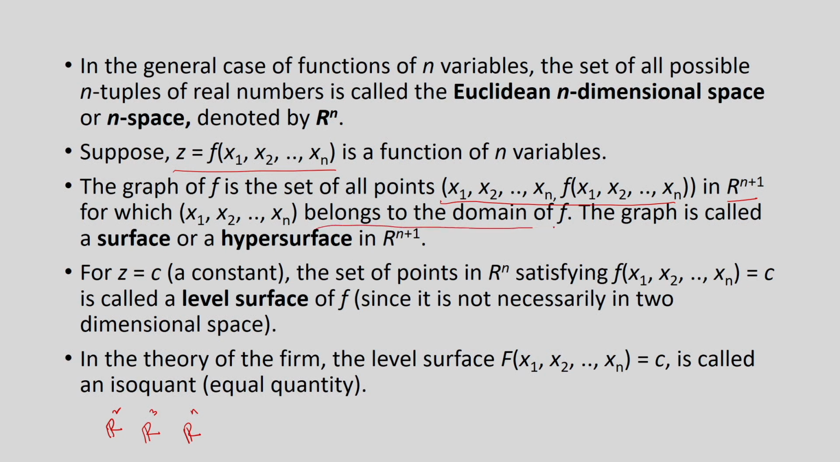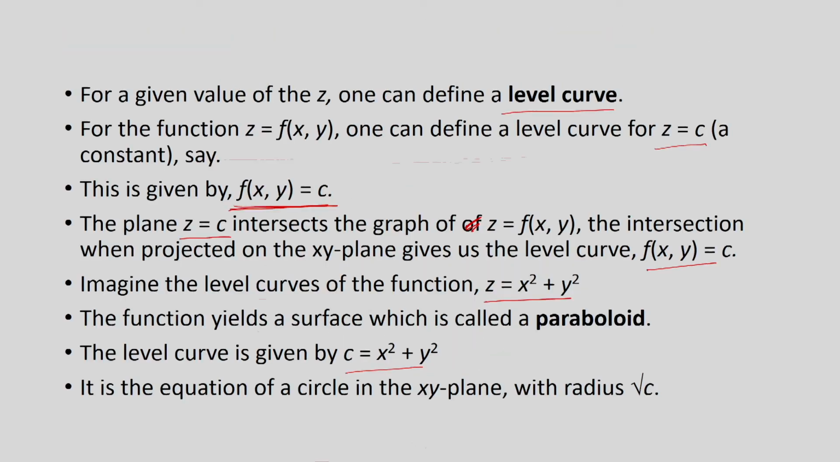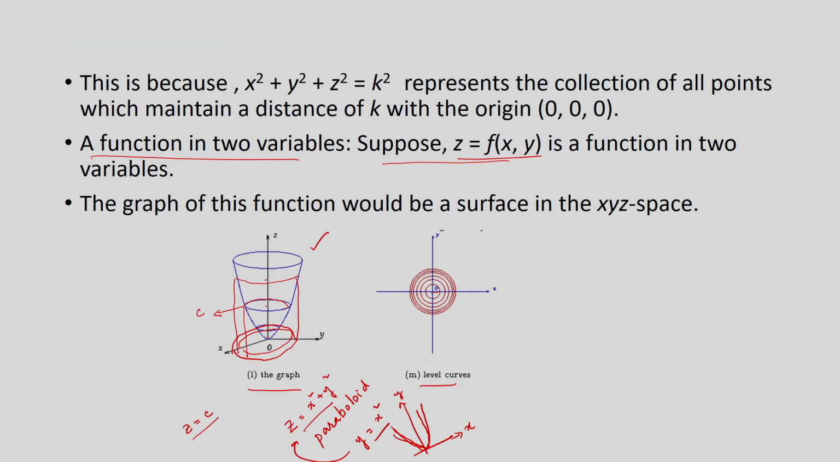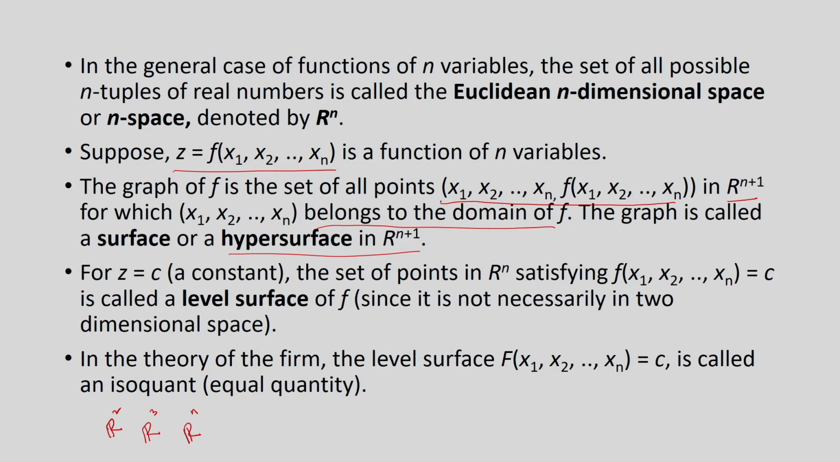Obviously, if we are talking about a function, then the independent variable has to belong to the domain. The graph is called a surface or a hypersurface in R n plus 1. So, this is just a parallel of what we have seen before. Here you had a paraboloid, which was also a surface, and here you have a sort of dome kind of shape for a Cobb-Douglas production function, but that dome is itself a surface, like a tent kind of surface.